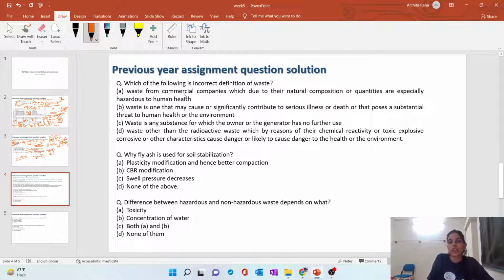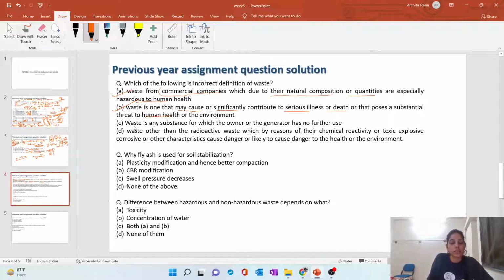So first is that it is something that is generated by commercial companies due to their nature, composition or quantity, and they're hazardous. So definitely waste is generated by commercial companies and is hazardous to health. Yes. Another is that it causes illness and death and affects human health. Of course it does, but it may or may not cause, right? It may cause high damage as well as less serious illness.